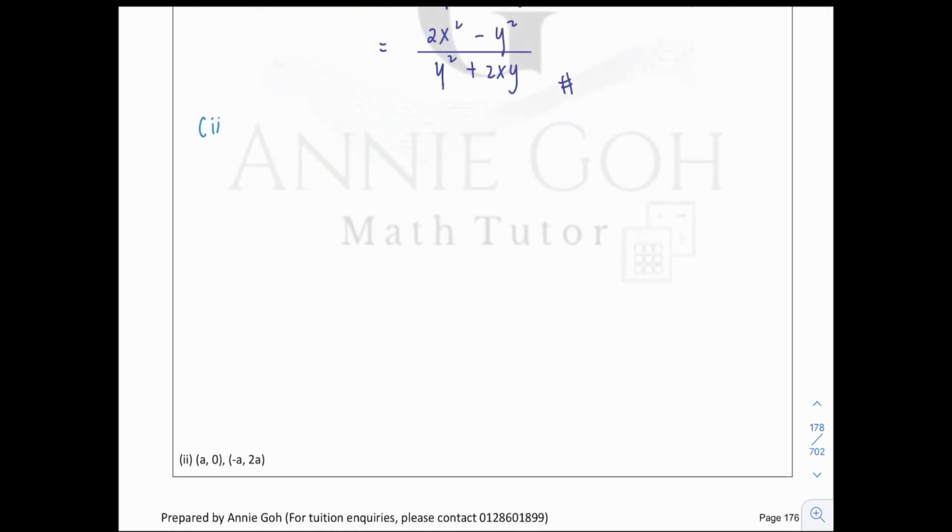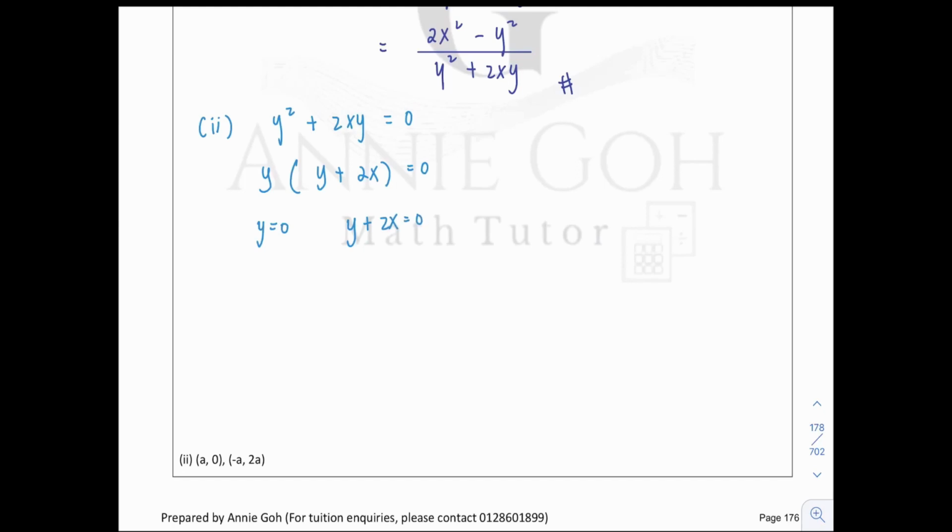So now for part 2, you need to let the denominator, which is y squared plus 2xy, equal to 0. From here, you have to solve this equation to get the coordinates. So what we need to do is factorize the y. Then you have y times (y plus 2x) equals to 0. So from here, we can get two solutions. One is y equals to 0. The other one is y plus 2x equals to 0.